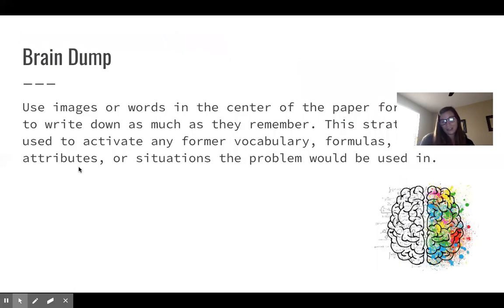Our second strategy is a brain dump. Typically in the classroom, I would put an image or a word up on the board, or even a formula, and ask students to tell me what they knew about this. I didn't give them too much information. Maybe I just wrote the word slope on the board, and I just harvested information from the students.